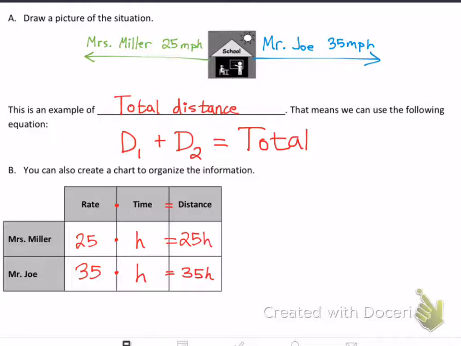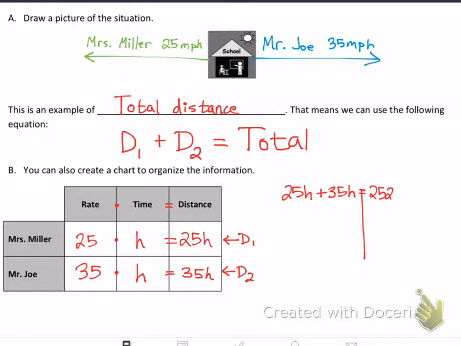And so it doesn't matter who distance 1 is, but we can assign Mrs. Miller as distance 1 and Mr. Joe as distance 2. So if distance 1 plus distance 2 is the total, then that means 25h plus 35h is equal to the total, which is 252 miles. So there's my equation, and we're solving for the number of hours h. So go ahead, take a minute to solve that.